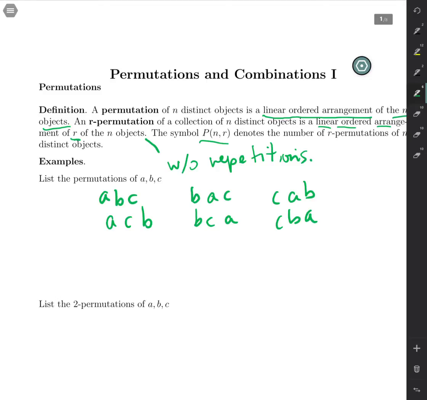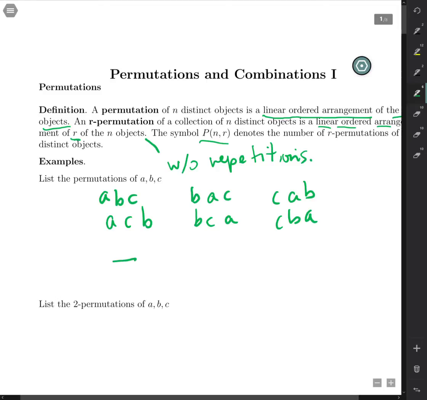There's 6 of them because there's 3 ways to pick the first one. And then since we're not allowing repetition here, we're just ordering them, there are 2 ways for the second one and 1 way for the third. So yes, lo and behold, there are 6 of them. But here I was actually listing them all to see how they work.